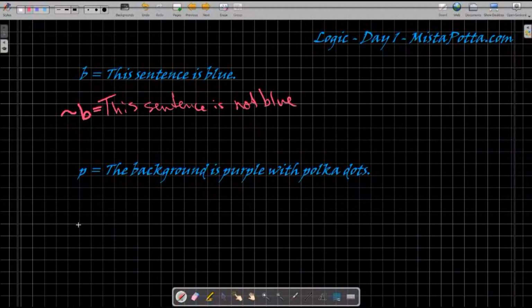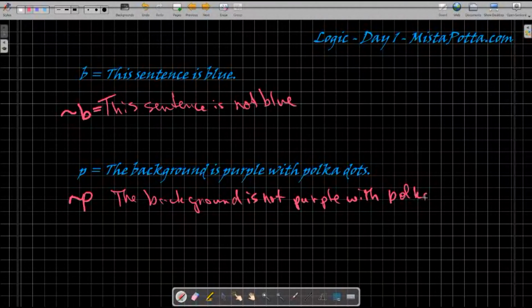And of course, here I've got this even more complex sentence. The background is purple with polka dots. Well, clearly it's not. Clearly it's black with a grid on it. So if I want to talk about negation P, the opposite of P is the background is not purple with polka dots. So the whole idea behind taking a negation of a sentence is to either put the word not in or to take the word not out.